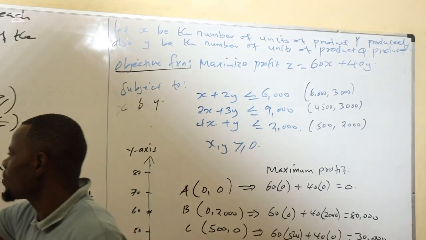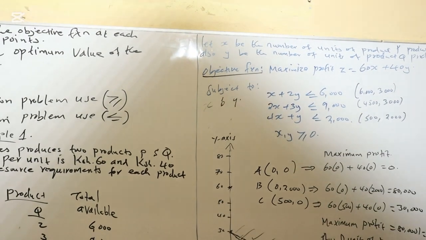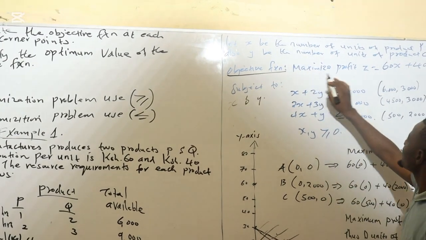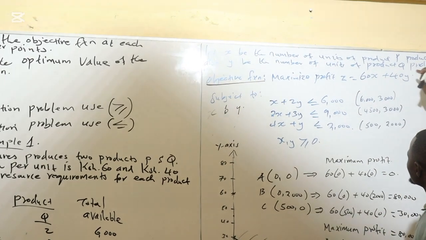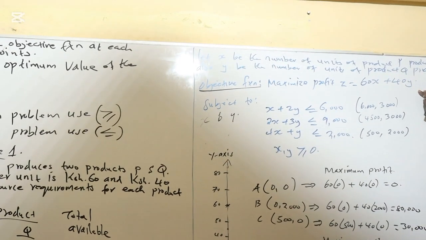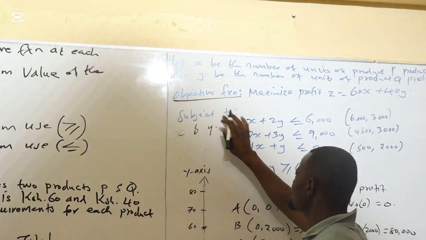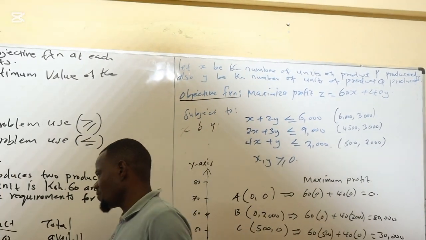What their contribution is here. So when they sell, P is being sold at 60 and Q at 40. So they are maximizing profit Z, which is 60X plus 40Y. For this to be met, there is the constraint part, subject to. Now the constraint part is coming from the resources.